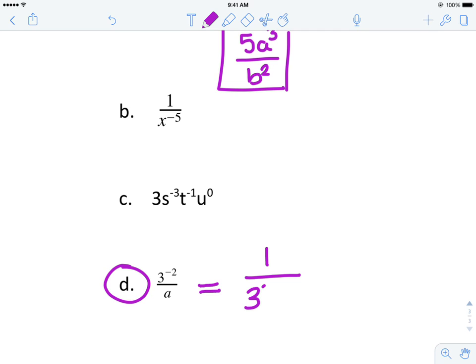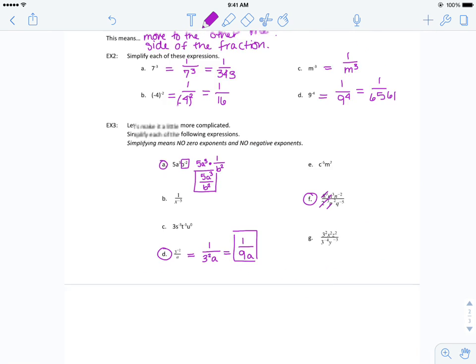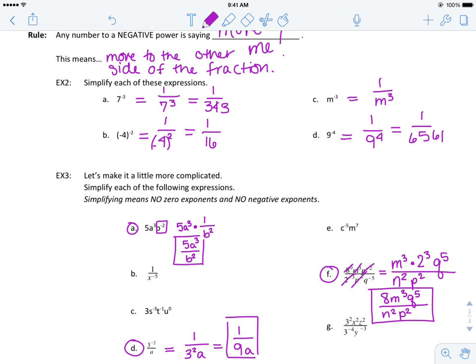And then 3 to the second times a. A stays on the bottom because it has no negative exponent. And then I know what 3 squared is. It's 9. So I simplify it to get my final answer. Alrighty, you guys need to do the other 4 problems.